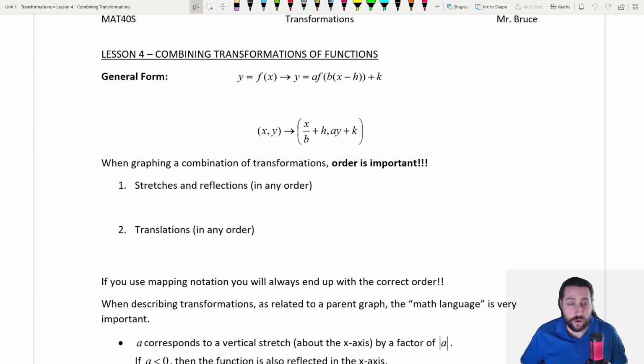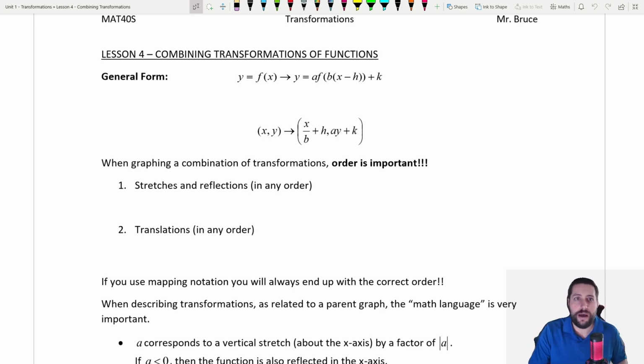So in general form, we have y is equal to f of x, but when we change that so that it's in transformations, we have y is equal to a times f of b multiplied by x minus h plus k. Okay, so that's applying all of the transformations that we've learned. We've done the vertical and horizontal stretches, and we've also now done the vertical and horizontal shifts. So that's now putting them all into one.